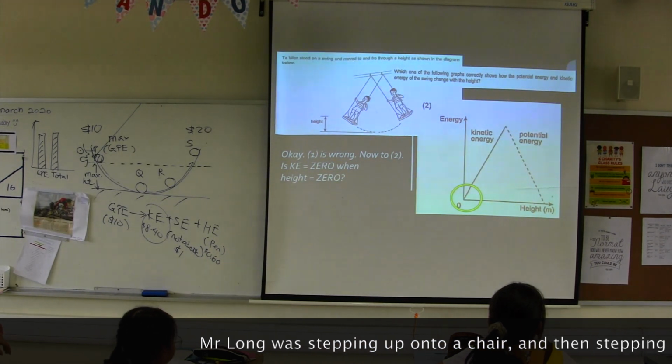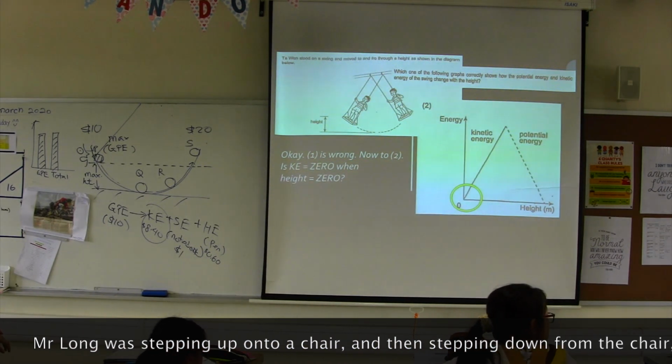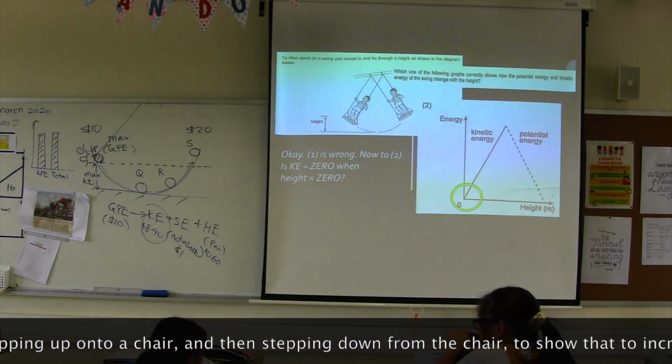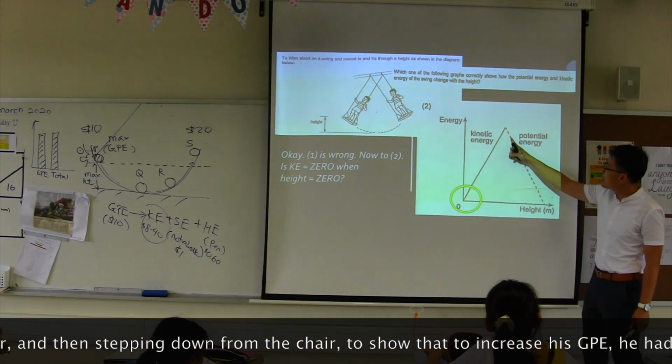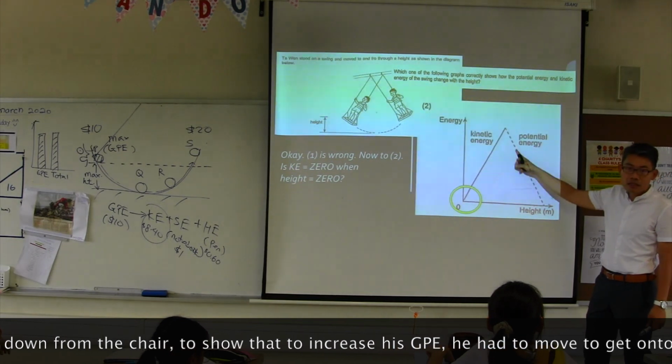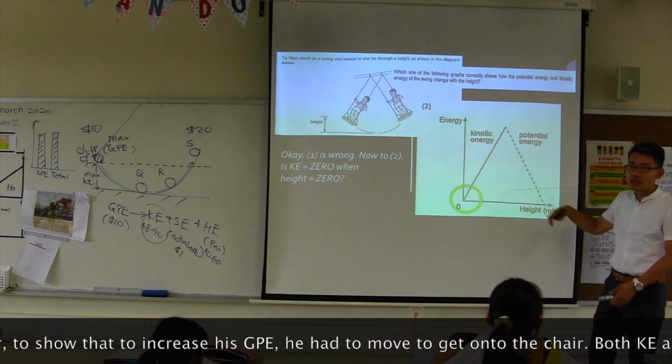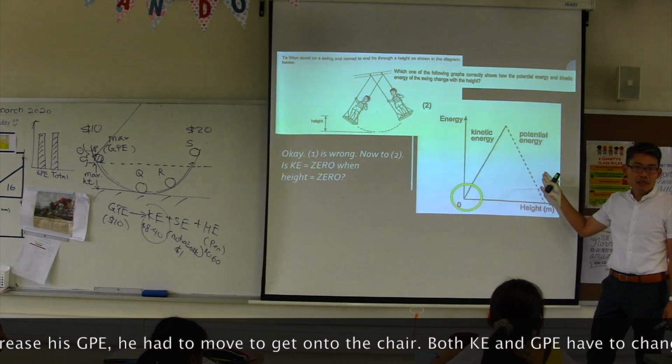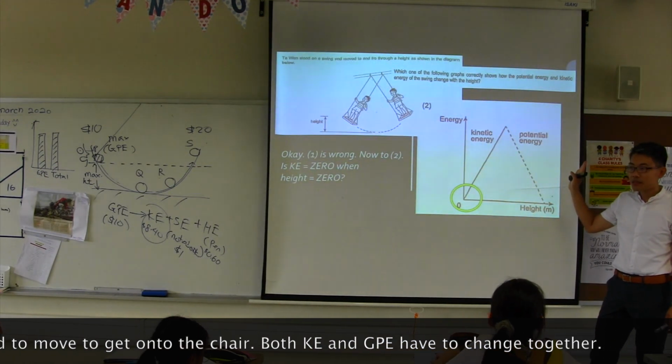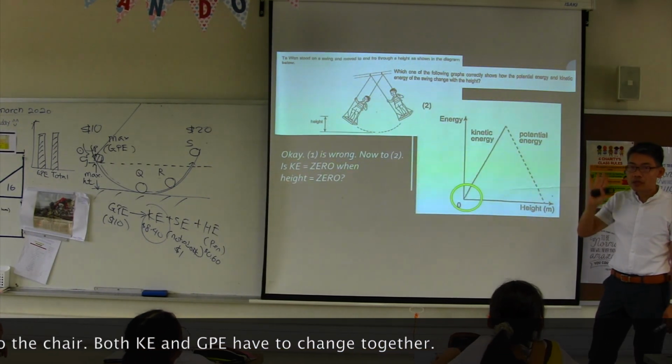To decrease the height, that is KE, I must be moving. Right? But here you say you can change your amount of GPE, increase or decrease your height, but there's no change, there's no KE. This is also nonsense. Okay, let me do 3 and 4 now.